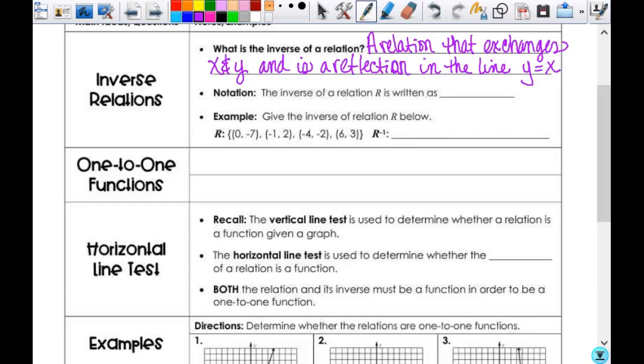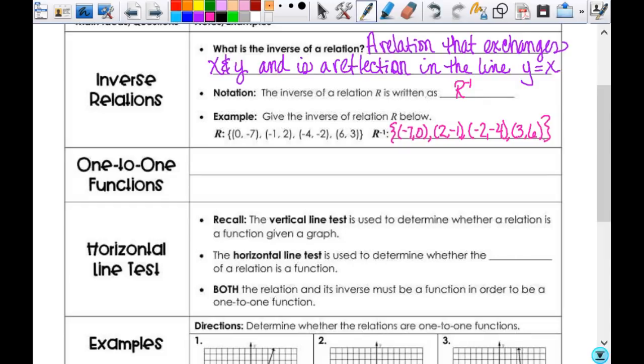Right. So our notation, the inverse of relation R, so it's a capital, italicized R for relation R, is written as R inverse. Okay. So if I want to give the inverse of this relation, here is R. The inverse is just going to be, we exchange x and y, be -7, 0, then 2, -1, then -2, -4, then 3, 6, and that would be your inverse. We exchange x and y.